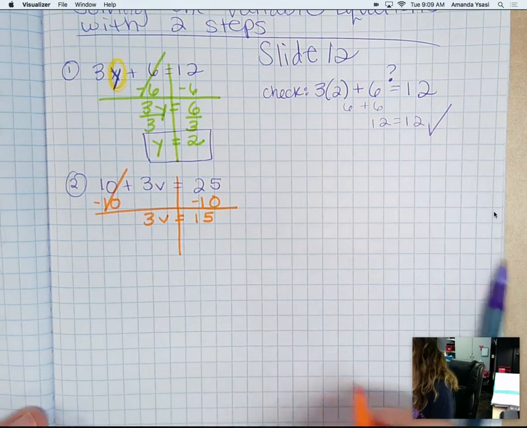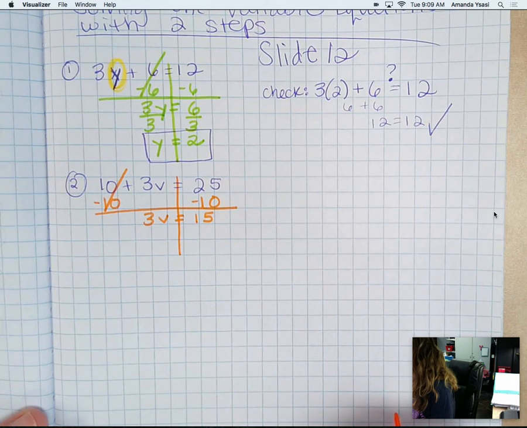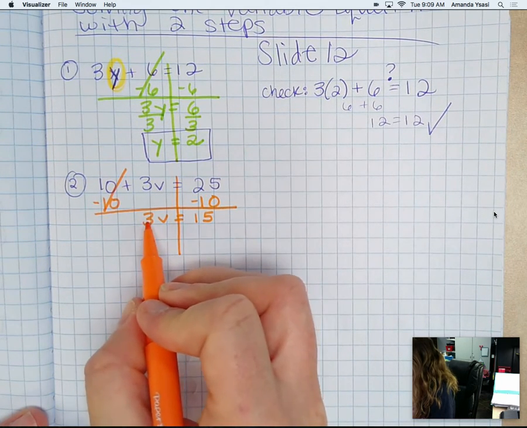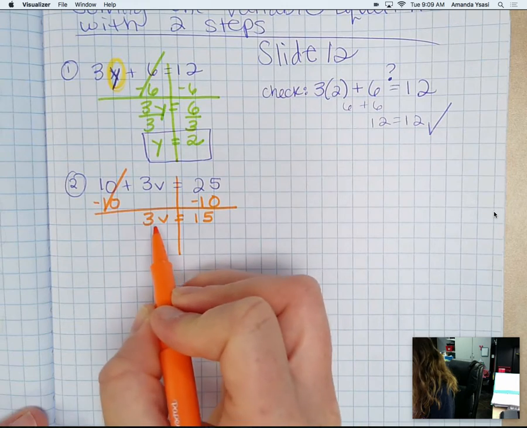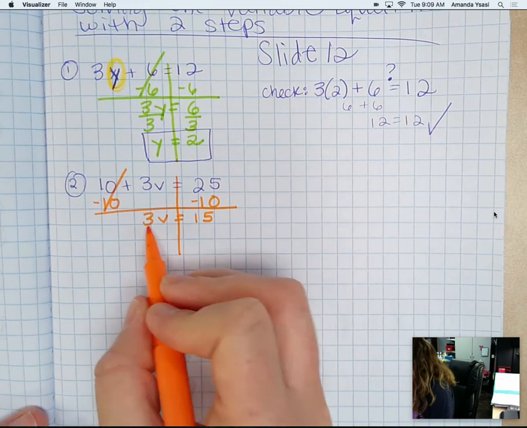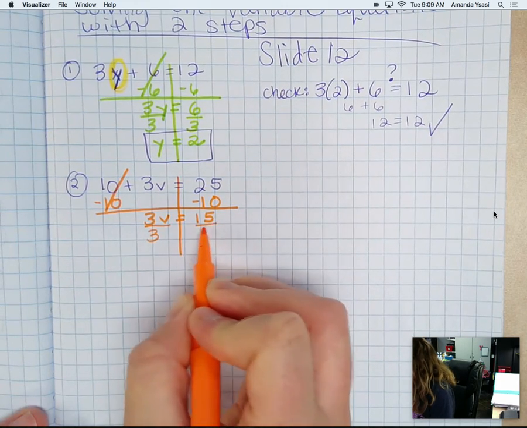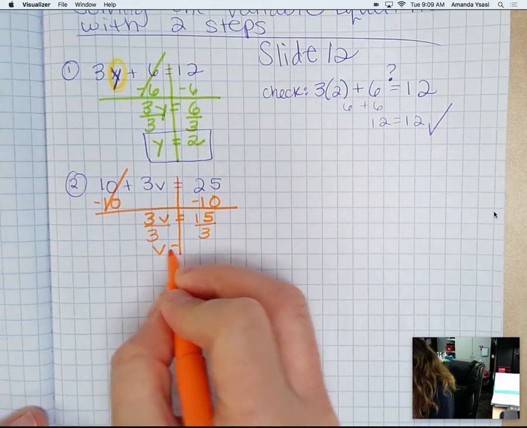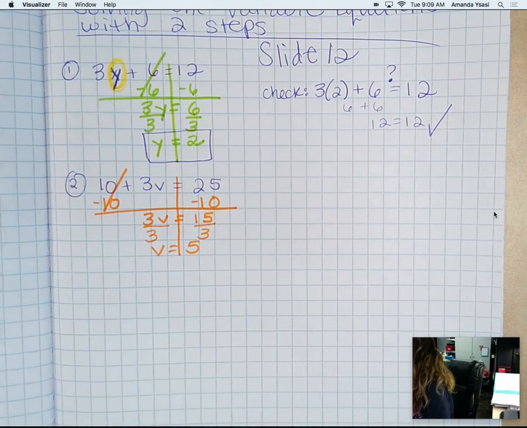15. 3 times v equals 15. What's the opposite of multiply? So we're going to divide by 3 all the way through. So v equals 5.